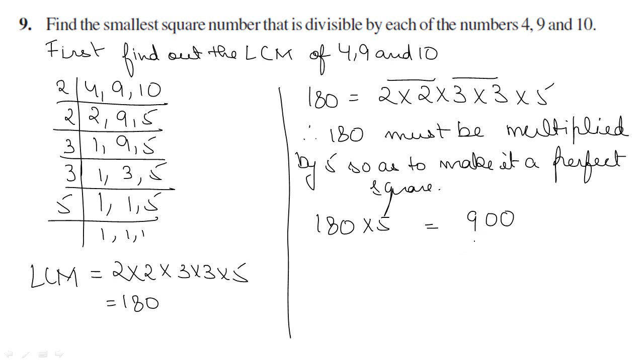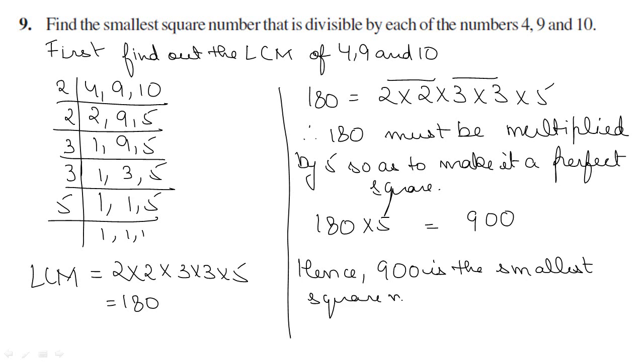So we will write the statement at the end. Hence 900 is the smallest square number that is divisible by each of the numbers 4, 9 and 10.